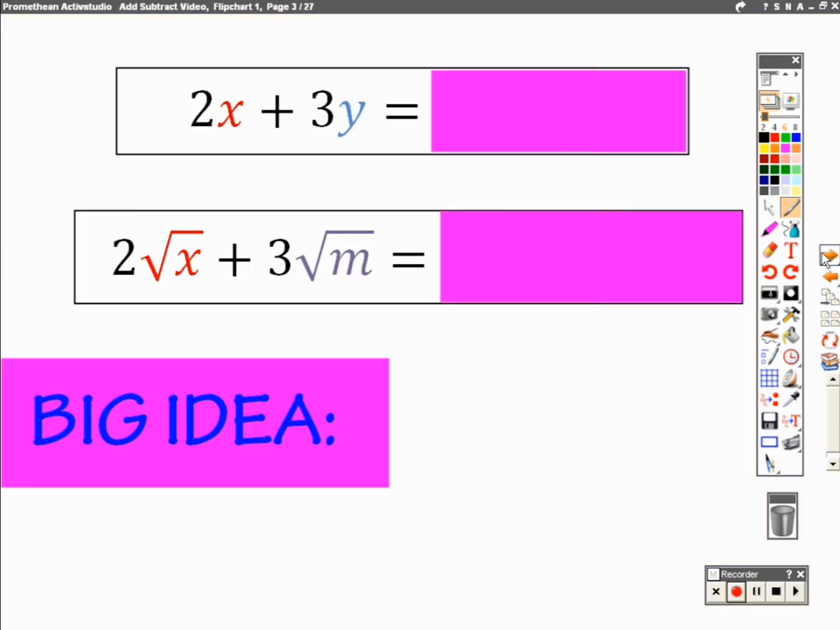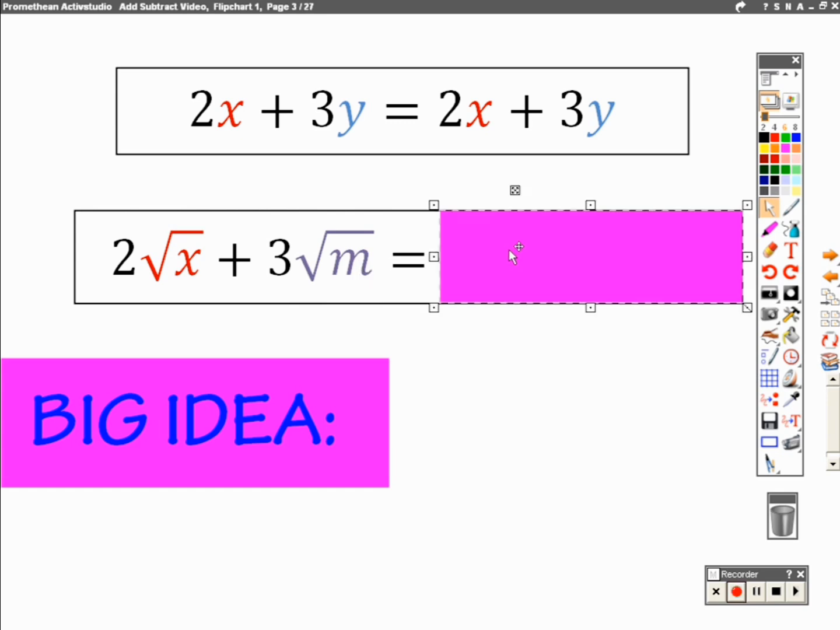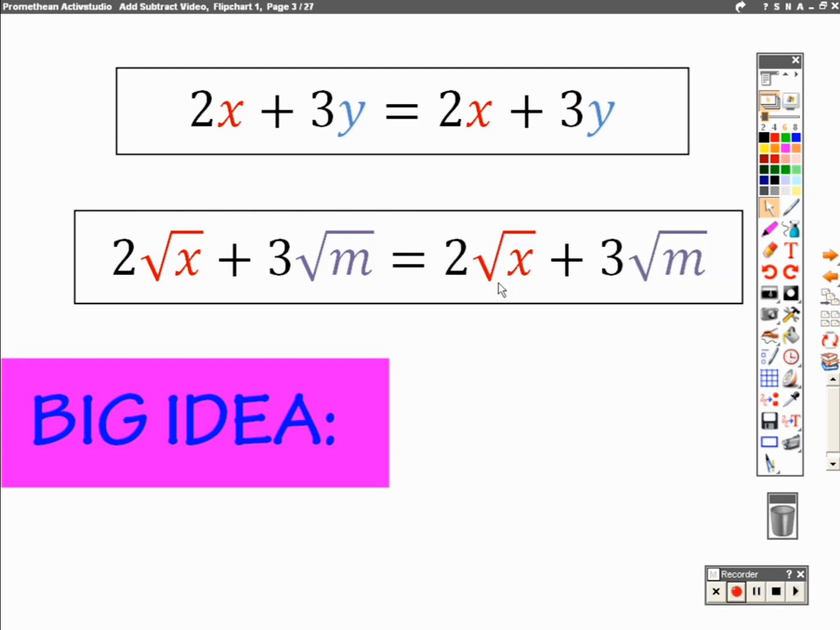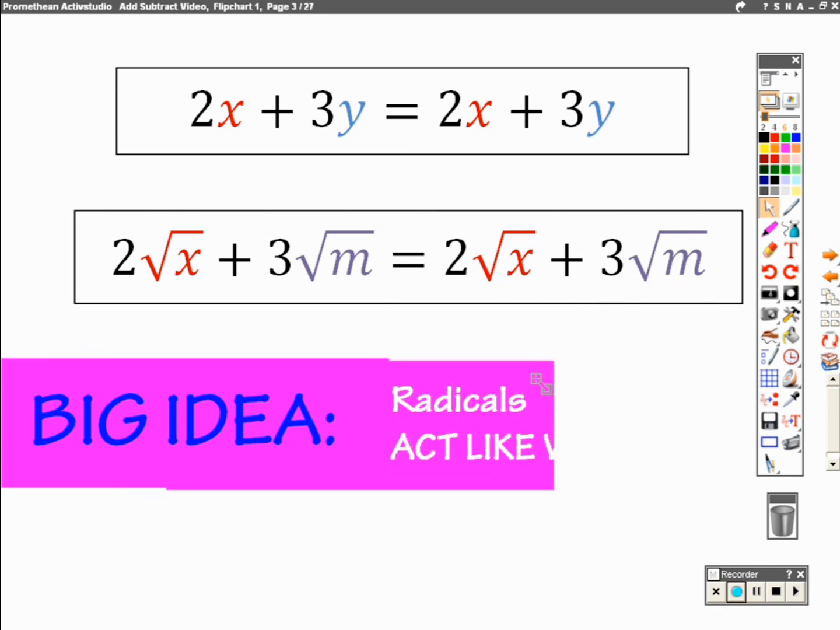So what's going to happen when you had 2x plus 3y? Remember that you couldn't do it because since the variables were different, it was simply a matter of rewriting the problem. Well, same thing happens when you have radicals. If I have 2 radical x and I'm trying to add to it 3 radical m, because the radicals are different, we're really not allowed to combine them. The math police does not like that. The answer to this math problem is exactly the same thing again: 2 radical x plus 3 radical m.